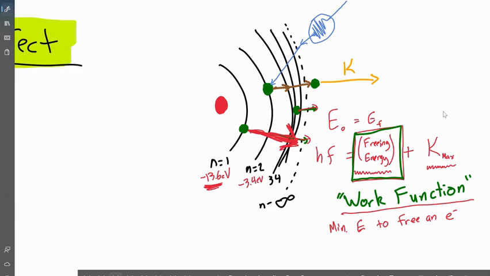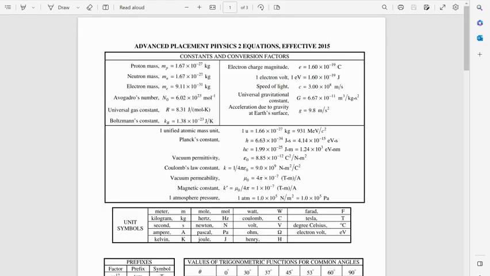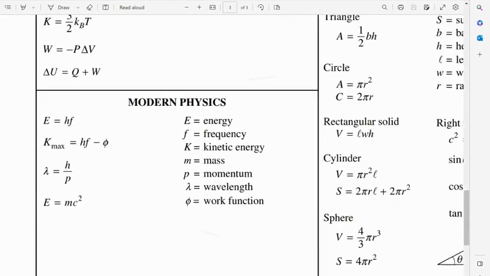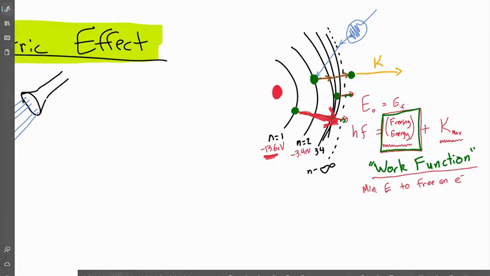Okay. So what AP has done is they give you an equation, and I'll pop over to the equation sheet now. Right, so that's the front. If you go down to the modern physics side of things, one of these equations looks very similar to what we just were looking at. K max is equal to HF minus, and then here's this Greek letter phi. So we've got kinetic energy max is equal to HF minus phi, and that phi is this freeing energy.